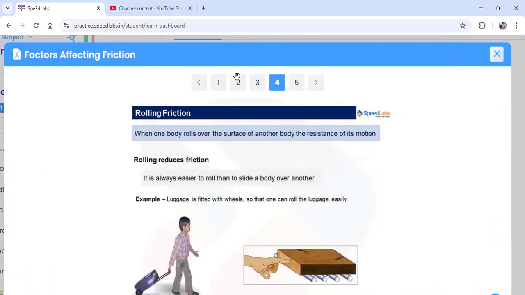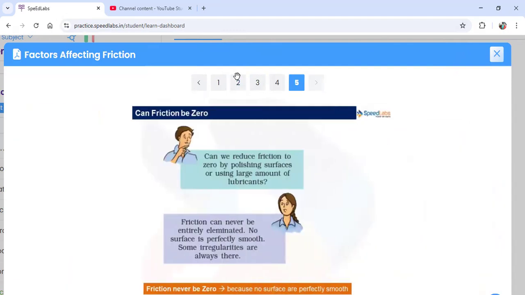Next, rolling friction. When a body rolls over the surface of another body, the resistance to motion is due to rolling friction. Rolling actually reduces the friction. It is always easier to roll than to slide a body over another. For example, luggage is fitted with wheels so that one can roll the luggage easily, because rolling friction is lesser than sliding friction. Yes or no? Next, can friction be zero? Can we reduce friction to zero?